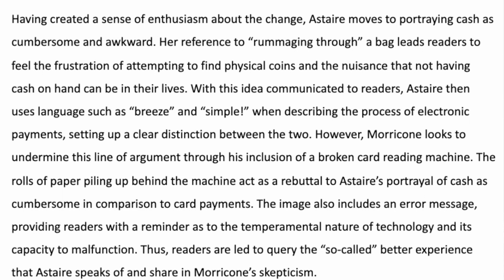And so another way that we could look at these consistently good analysis pieces is taking a look at this paragraph. Having created a sense of enthusiasm about the change, Astaire moves to portraying cash as cumbersome and awkward. And so again, we have that immediate identification of argument. A tact that has been used by Hailey Astaire is that she is going to portray cash as being cumbersome and awkward. Of course, the thing that allows this paragraph to start well is that first little part of it where it says, having created a sense of enthusiasm about the change. So it's that way of saying, right, there was something here before that I've just talked about, now I'm moving to this next argument.